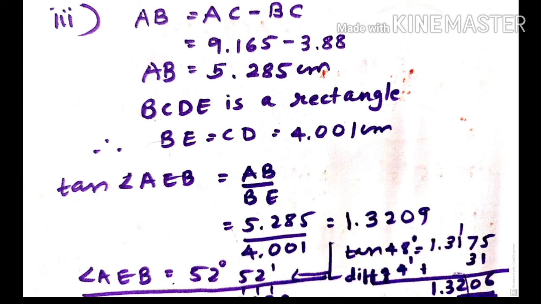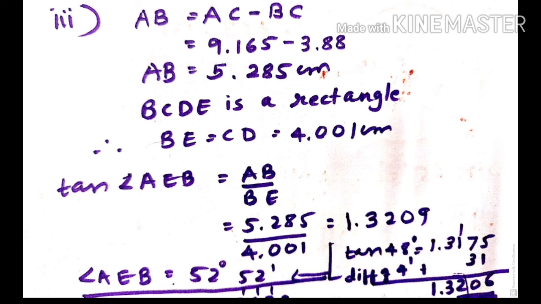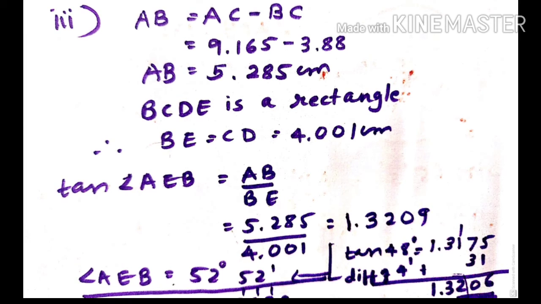Why do we need this AB? Because in triangle AEB, we are going to get some ratio. That is why. Now, BCDE is a rectangle. So of course, BE is equal to CD. BE and CD are the same values as they are the opposite sides of rectangles. So CD is 4.001, so here BE is also 4.001 centimeter.